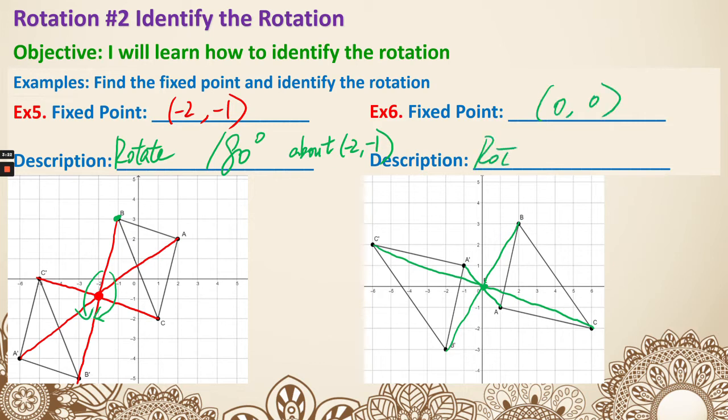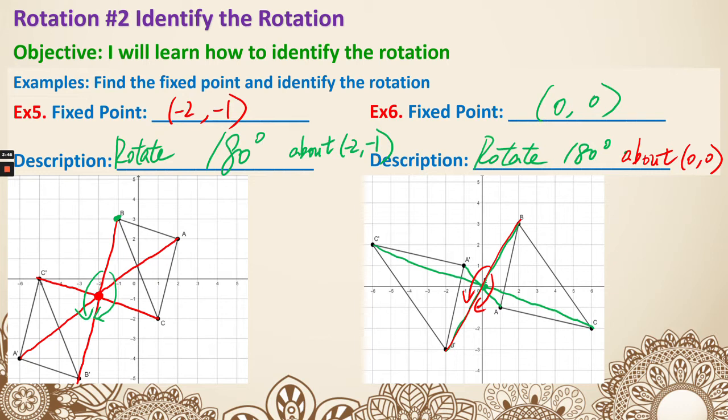We write the description: rotate 180 degrees, because again, it's a straight line. From B to B prime, you can go clockwise or counterclockwise. Either way, it's a straight line, so it's going to be 180 degrees. About, or you can use the word around, either way, about the point 0, 0. So that is rotating 180 degrees, and that's very easy to identify.